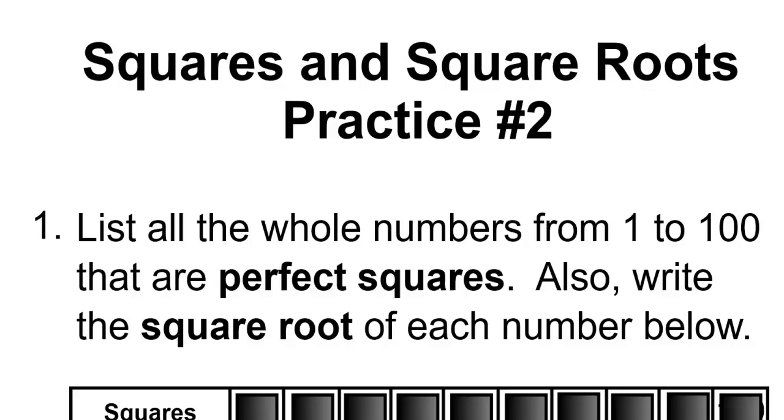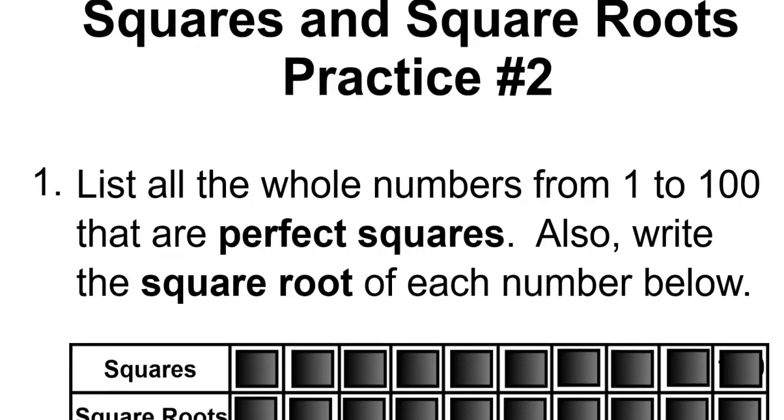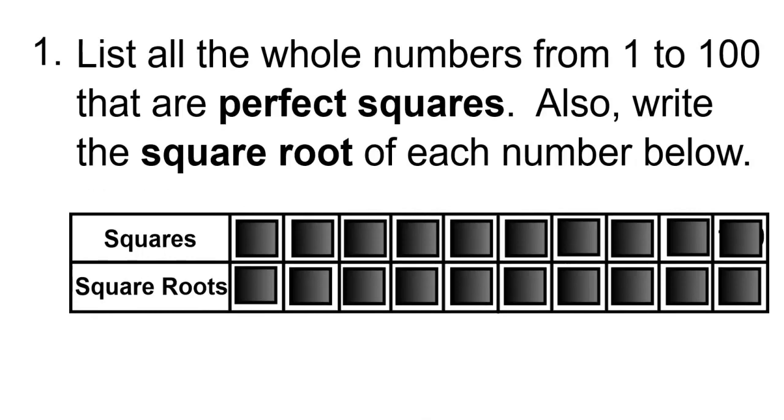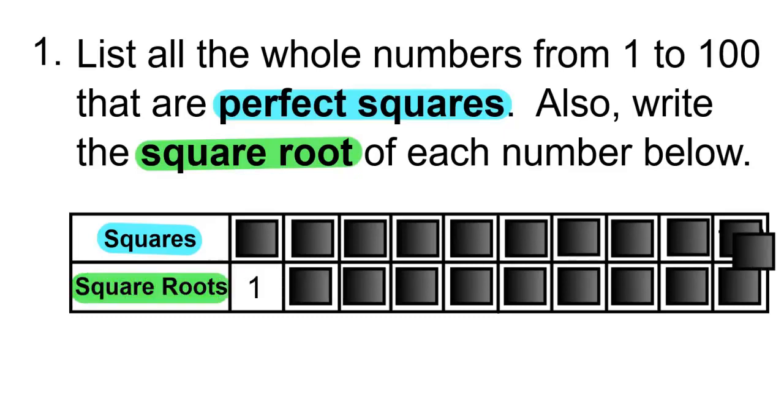Squares and square roots, practice number 2. 1. List all the whole numbers from 1 to 100 that are perfect squares. Also write the square root of each number below. We'll use a graphic organizer with squares and then square roots. We'll start with the square roots.